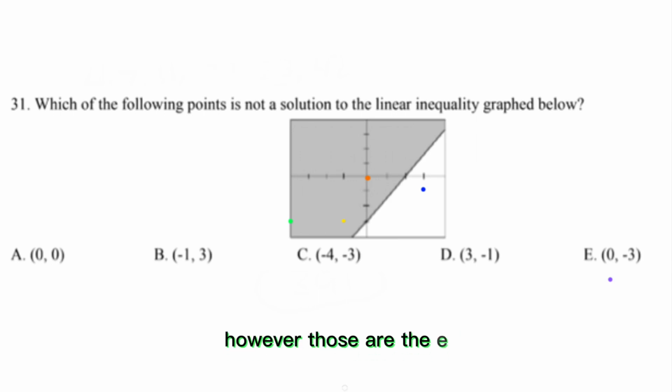However, let's look at E, just to make sure. (0, -3). So that's on the line. However, this is the thing. When the line is solid and there's no dashes, that means whatever is on the line counts in this gray area. But if it's dashes, whatever is on the line does not count. So in this case, since it's solid, this counts in the gray area, which means D is your answer.